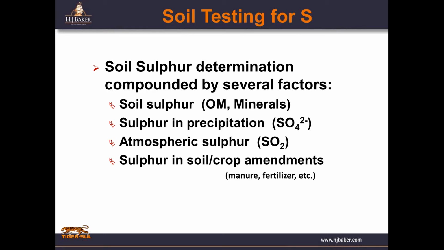When doing the soil test for sulfur, there are a number of factors that compound this situation. You've got sulfur from organic matter and minerals. You've got sulfur being added from precipitation, that from the atmosphere as sulfur dioxide, and then sulfur that you add in manure and fertilizer amendments. All of these here again compound and are constantly changing. So I consider a soil sample strictly a snapshot in time, as that will be changing from day to day and from field to field.